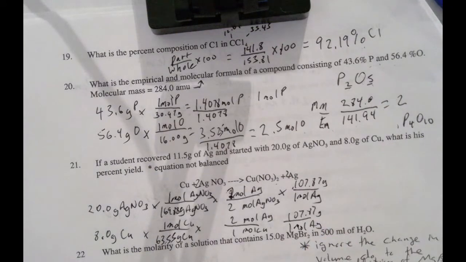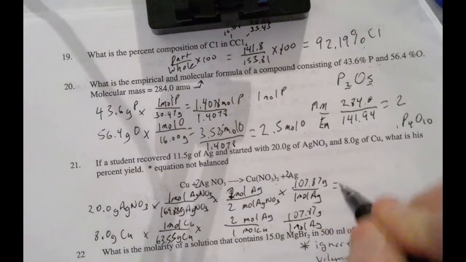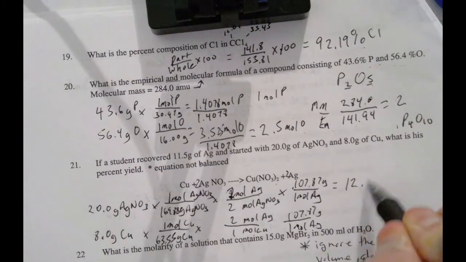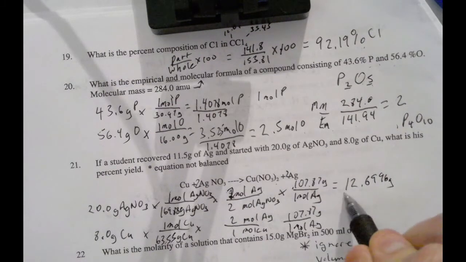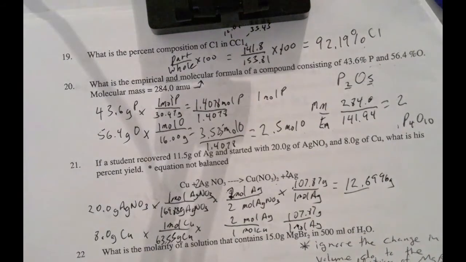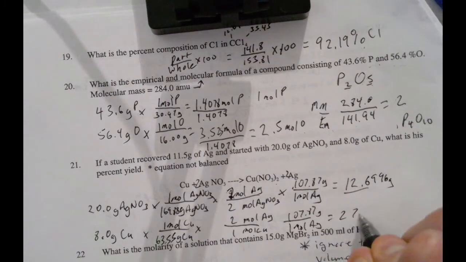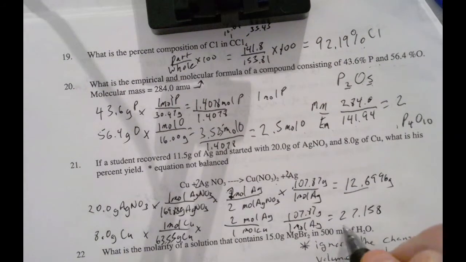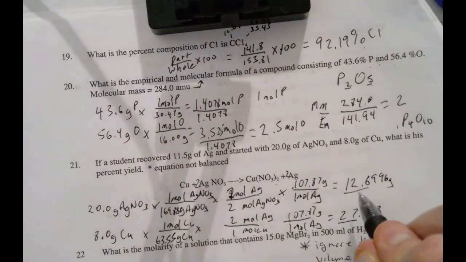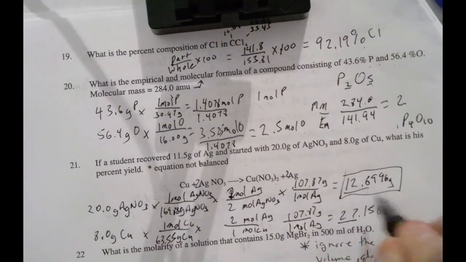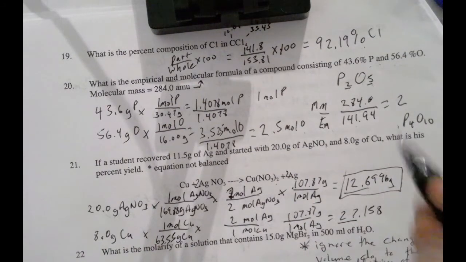20 divided by 169.88 times 107.87. It's about 12.6995. 8 divided by 63.55 times 2 times 107.87. It's about 27.1584. So out of these two, this is the amount we could make, 12.7 with correct significant digits.